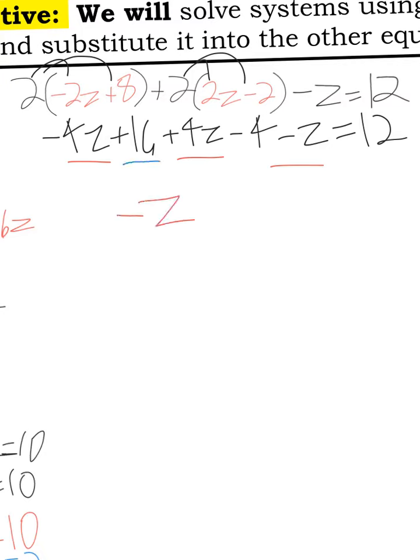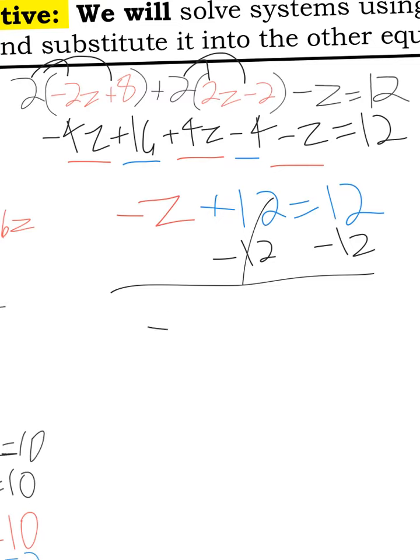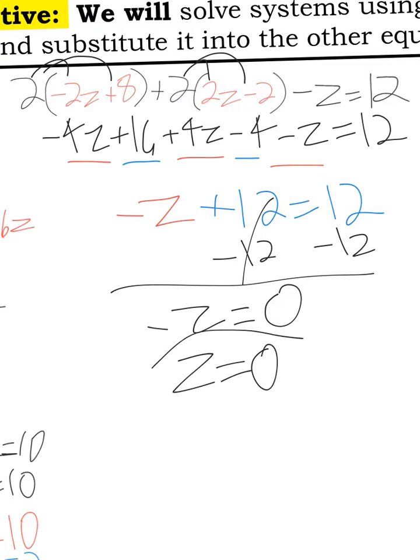And then I have 16 minus 4. 16 minus 4 is 12. So negative z plus 12 equals 12. So if I minus 12 to the other side, it says negative z equals 0. And so, when you have a negative, you would divide by negative 1, or you flip the sign. 0 is neither positive nor negative, so you can just say z equals 0.